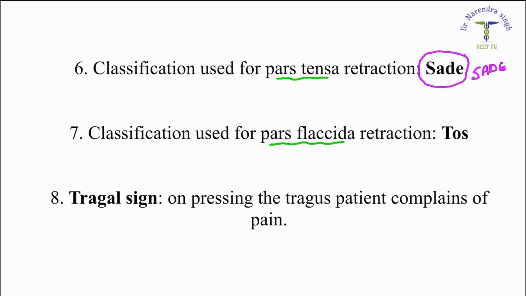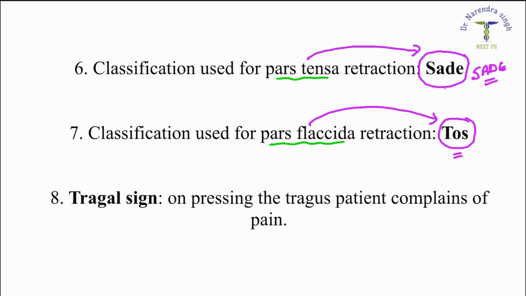This is the SADE classification, and there is no full form. The classification for pars flaccida is the TOS classification. So in tensa we have SADE, in flaccida we have TOS, so we don't have to confuse. This is opposite: in tensa we have SADE, in flaccida we have TOS.